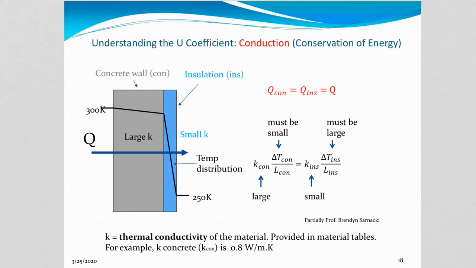So that line here is the temperature distribution. And again, like we saw just before, that's conservation of energy. That Q here is the Q that goes through the concrete, and also the Q that goes through the insulation. It's the same amount of energy, whatever the material is, goes through the concrete or goes through the insulation.